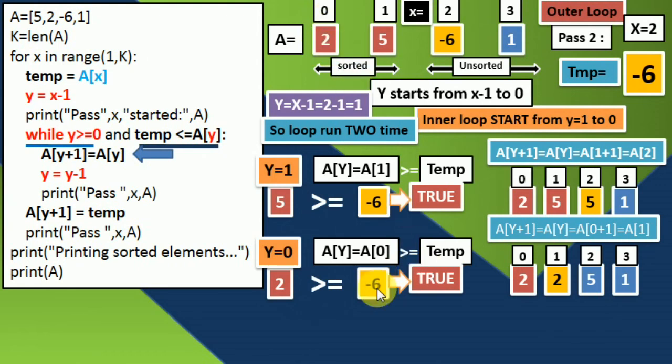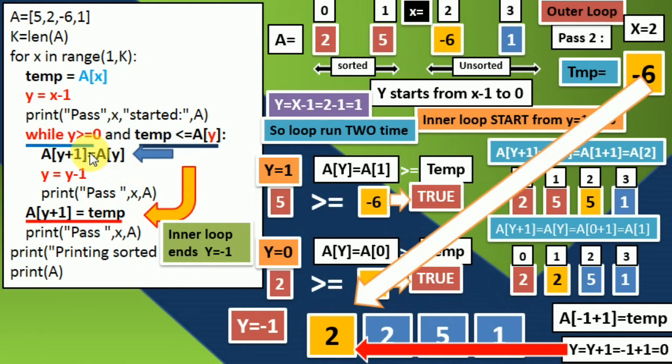What is inside the a of 0? That is 2. Now 2 is being compared with temp value. Is 2 greater than or equal to minus 6? Again the condition is going to be true. Same thing is going to happen. Line is a of y plus 1. If y is 0, plus 1 means 1. This value is going to override the value that is inside the 0 block. That means 2 and 2.